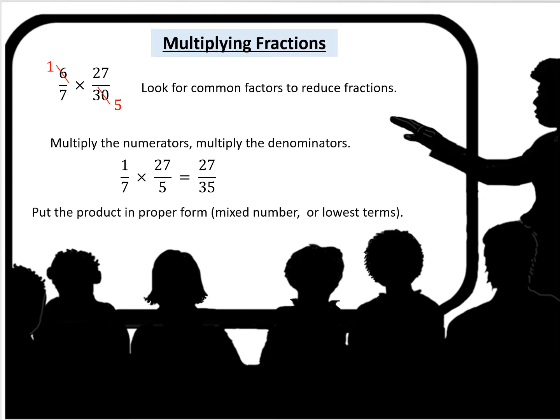1 times 27 is 27. 7 times 5 is 35. You're going to put the product in proper form either as a mixed number or in lowest terms if it isn't already. In this case, 27/35 is in lowest terms.